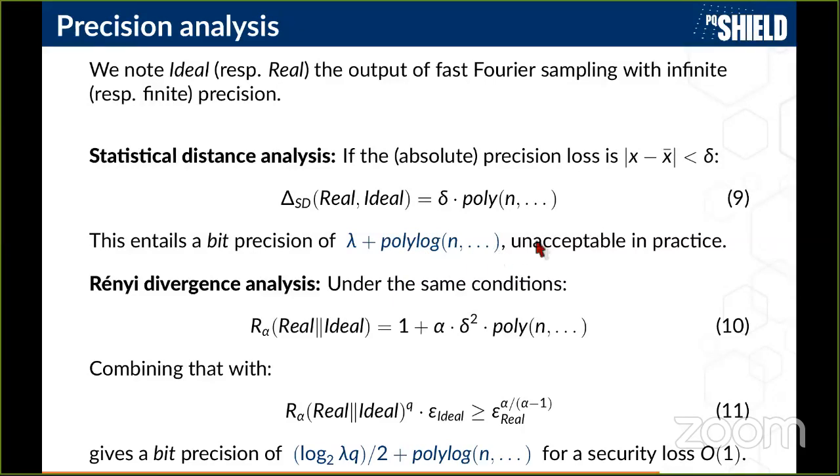And this is unacceptable in practice, because it would mean that if you need to implement fast Fourier sampling, then you need to implement it with typically multi-precision of 256 bits of security. And this is way too much, and this makes it completely impractical.